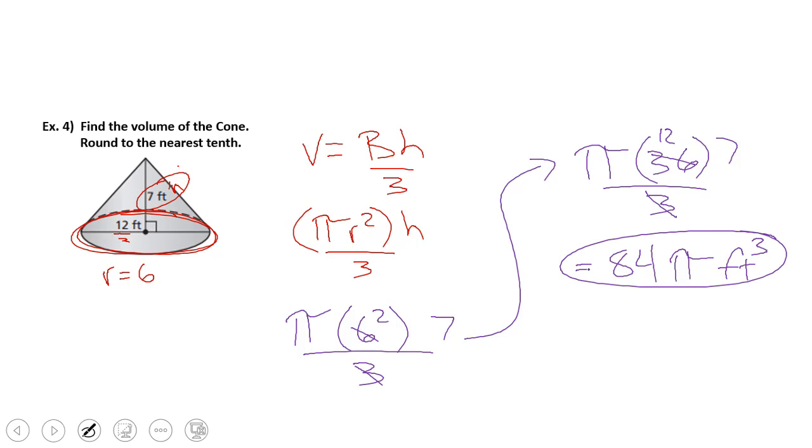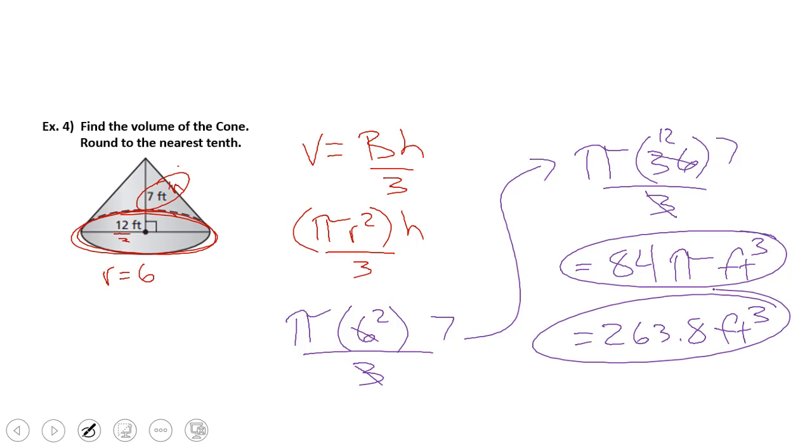And if we take 84 and we multiply it by 3.14 to finish it off, we would have 263.76. So our final answer would be 263.8 feet cubed. Voila! Ladies and gentlemen, thank you for sticking with me.